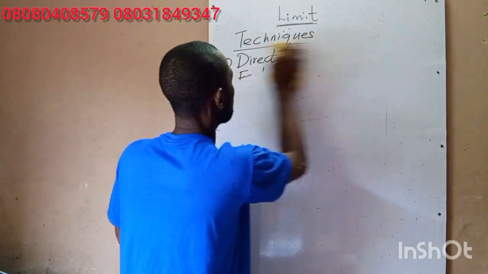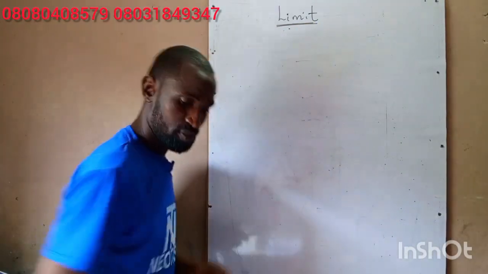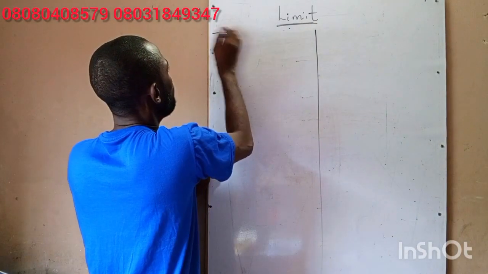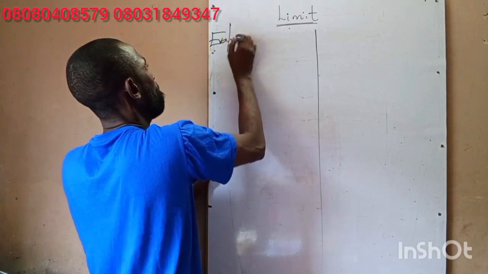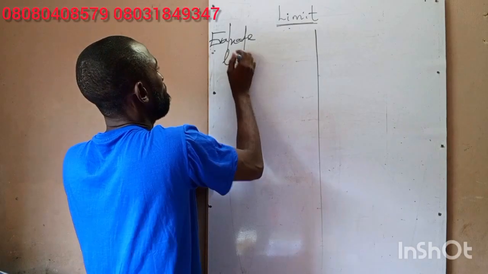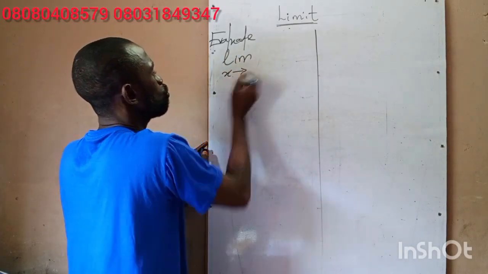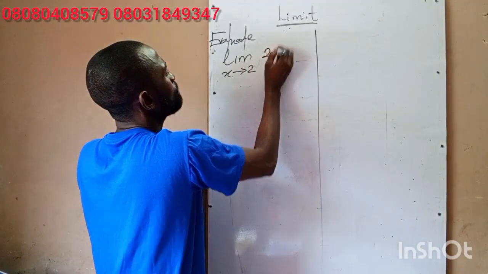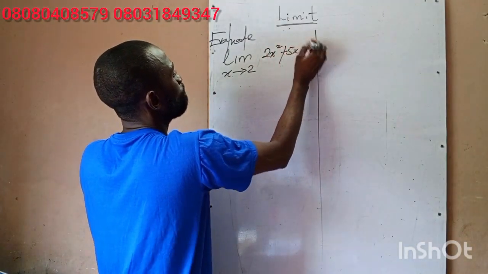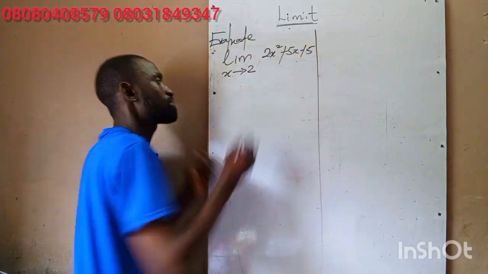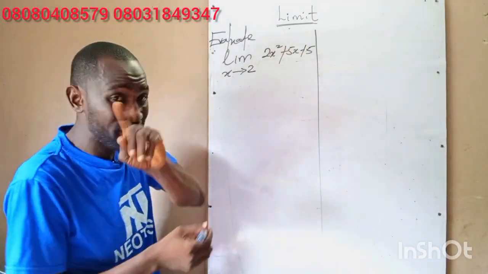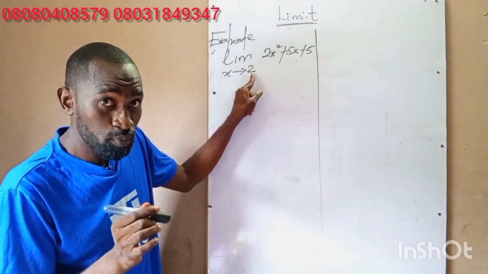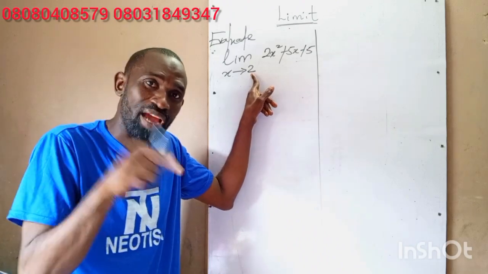The first one, we have to evaluate. Look at this question. Let me divide the board into 2. We have to evaluate the limit as x tends to 2 of the function 2x squared plus 5x plus 5. What's the meaning of this, class? It means anywhere we see x, we just substitute 2. Like I told you, the first thing to do is use direct substitution.